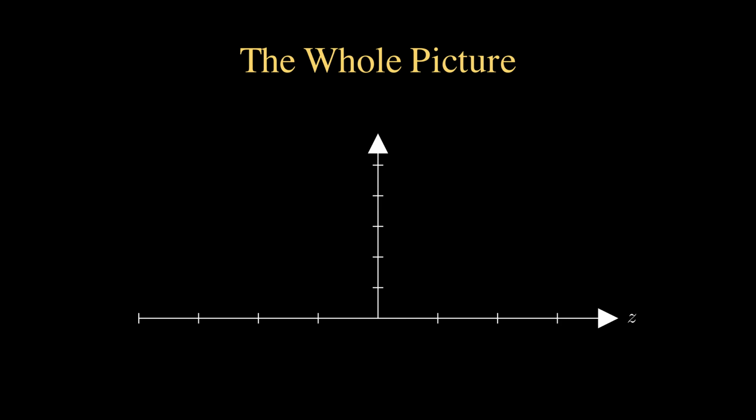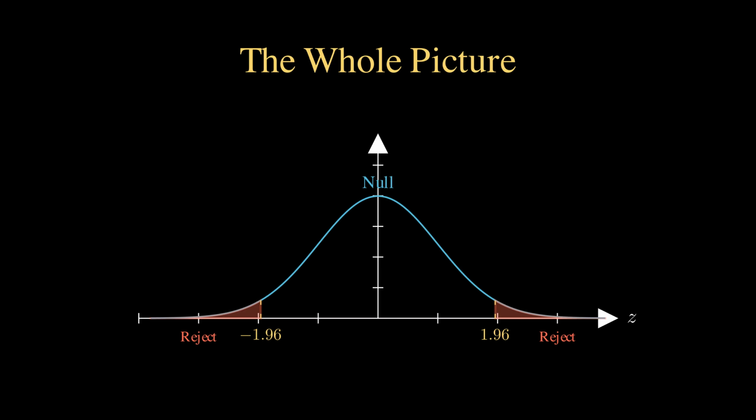Let's put it all together. Here's the null distribution. What the z-score looks like if H0 is true. The red shaded tails are the rejection region set by alpha equals 0.05. Any z-score beyond plus or minus 1.96 leads to rejection. Now imagine the alternative is actually true. The real mean is different from 1000. That gives us a second bell curve shifted away from 0.